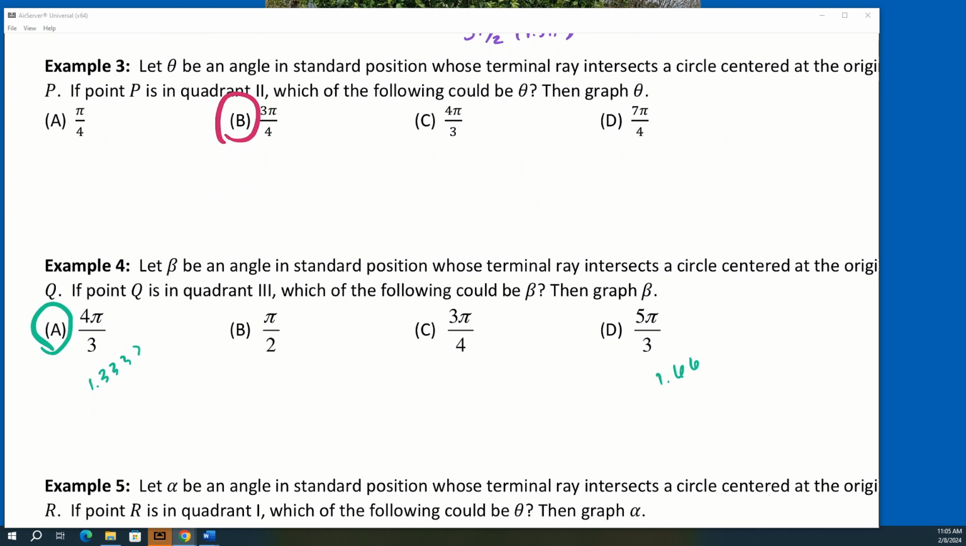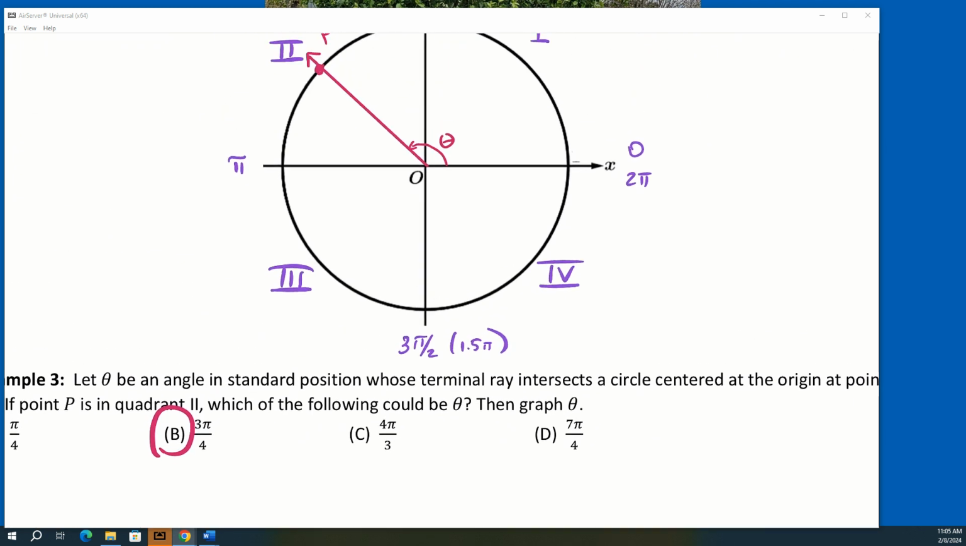So let's graph it. All right, so we said that the pi over 3 angles are going to be closer to the y-axis. So we're going to draw an angle in quadrant 3 that is a little closer to the y-axis. That is going to be Q. Well, we'll do it on the outside. And we're going to call this angle beta.